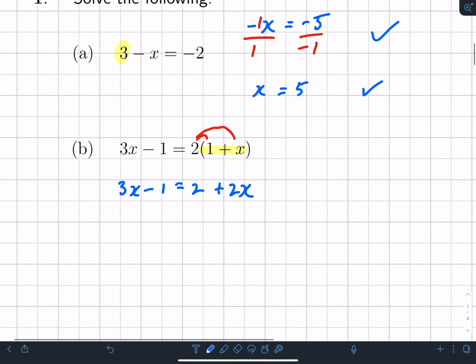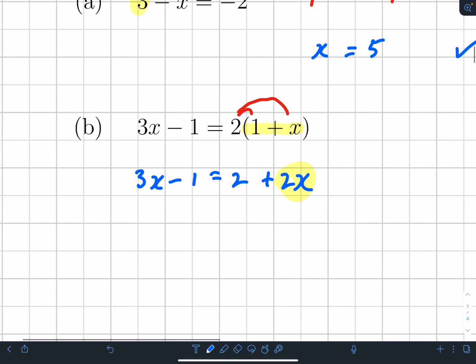And then secondly, we collect like terms. So we want to do an inverse operation to remove the 2x from the right-hand side of the equal sign. And so we will take 2x from both sides. And so on the left, it will be 3x minus 2x. That leaves us with x, or 1x, and minus 1 equals 2.